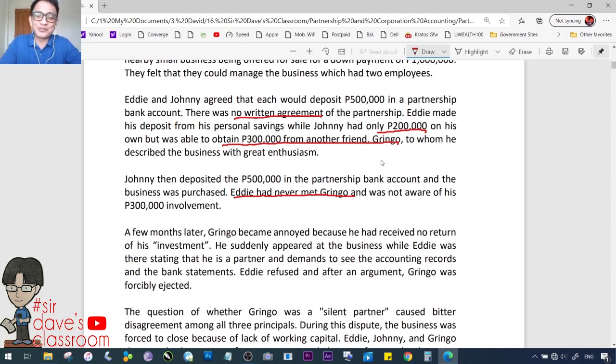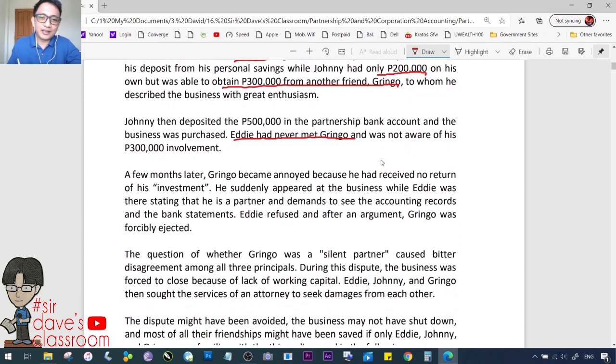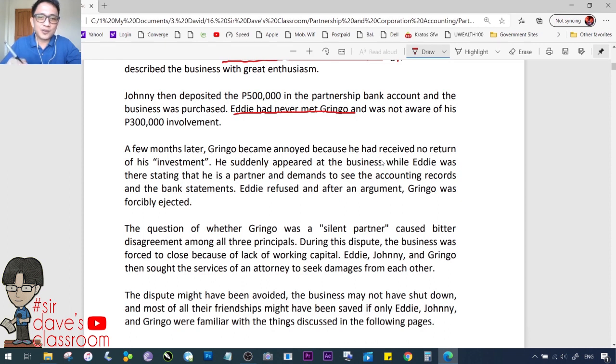Ayan. So, nagigets mo yung scenario, ha? Si Eddie at saka si Johnny, nag-decide mag-put up ng business, tigpa 500. Kaso itong si Johnny, hindi buo yung 500,000 niya. So, nanghingi siya ng tulong kay Gringo. Hindi magkakilala si Eddie at saka si Gringo. Ayan. Parating na tayo dun sa komplikasyon sa sitwasyon nitong tatlon to.